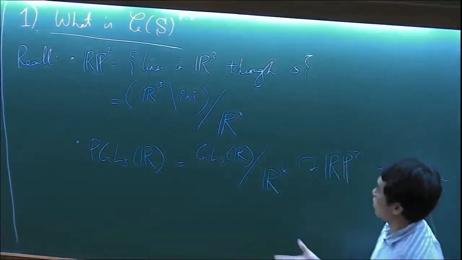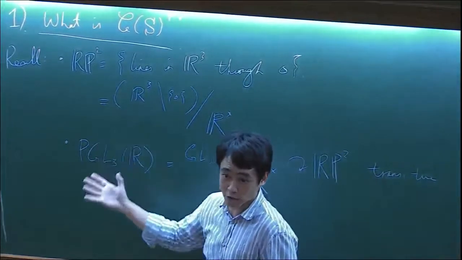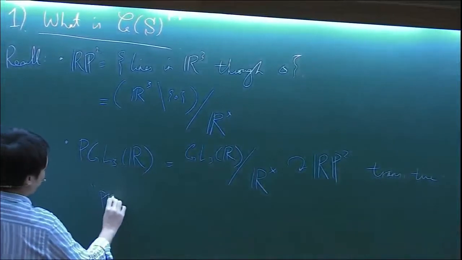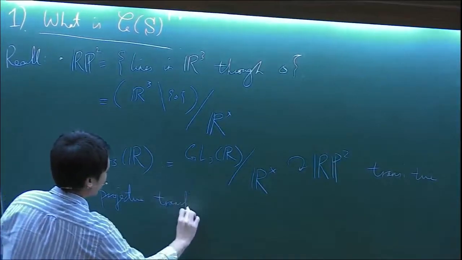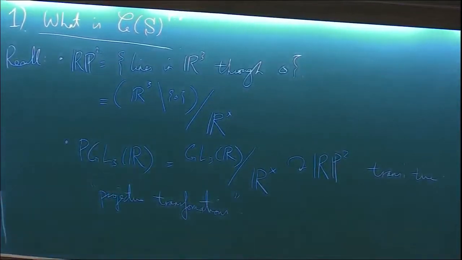And so RP2 equipped with this symmetry group is what we call the projective structure on RP2. The elements in here we call projective transformations, the group of projective transformations on RP2. Now, inside of RP2, there are certain subsets that are preserved by projective transformations as well.